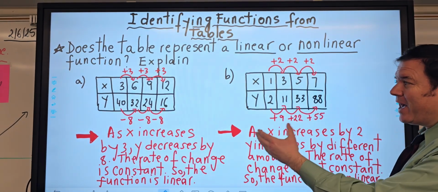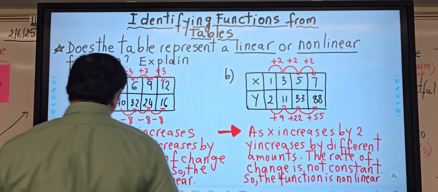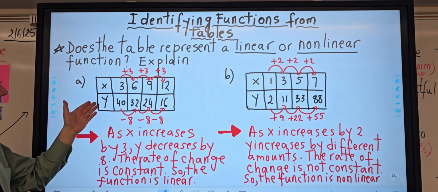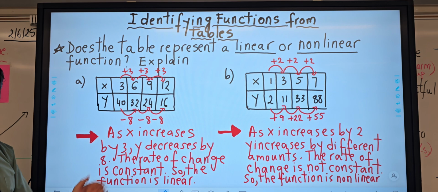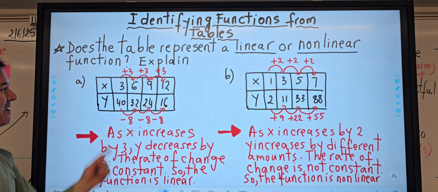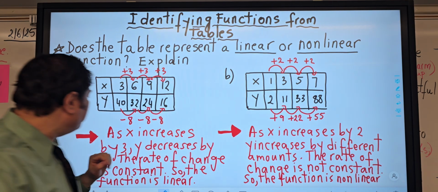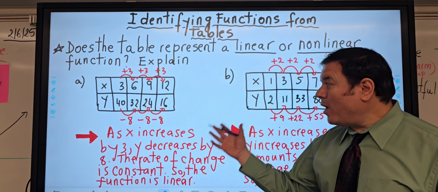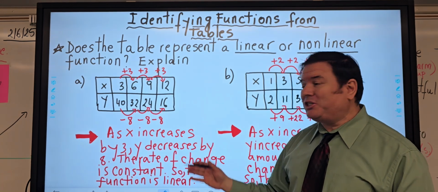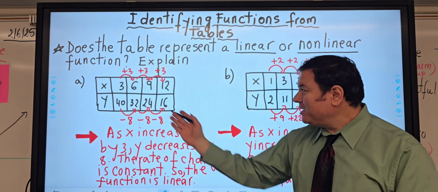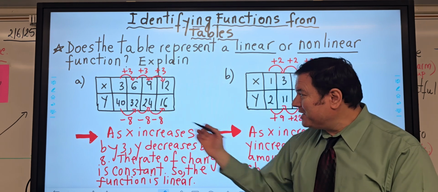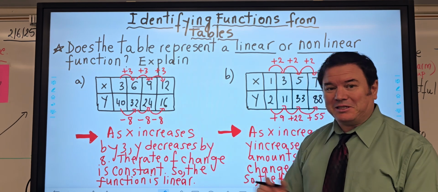The first table, we have the x and the y values, but we see that the x increases by 3 each time, from 3 to 6 plus 3, from 6 to 9 plus 3, from 9 to 12 plus 3. And then we see that the y decreases by 8 each time. 40 minus 32, negative 8, 32 to 24, negative 8, and 24 minus 16, negative 8.